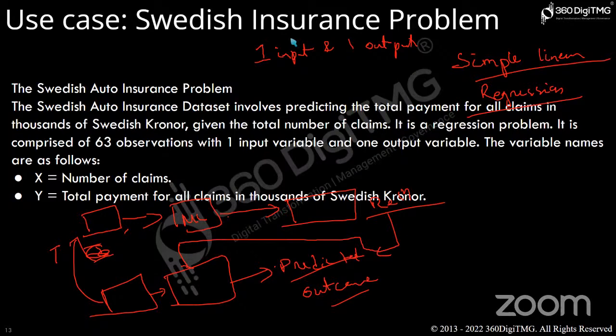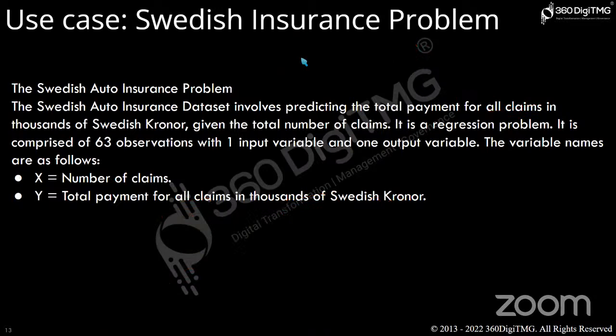Here this involves predicting the total payment for all claims, in thousands of Swedish krona, given the total number of claims. So it is a regression problem and it has 63 observations, with one input variable and one output variable. The variable names are number of claims, which we are taking as X, and this will be our independent variable.